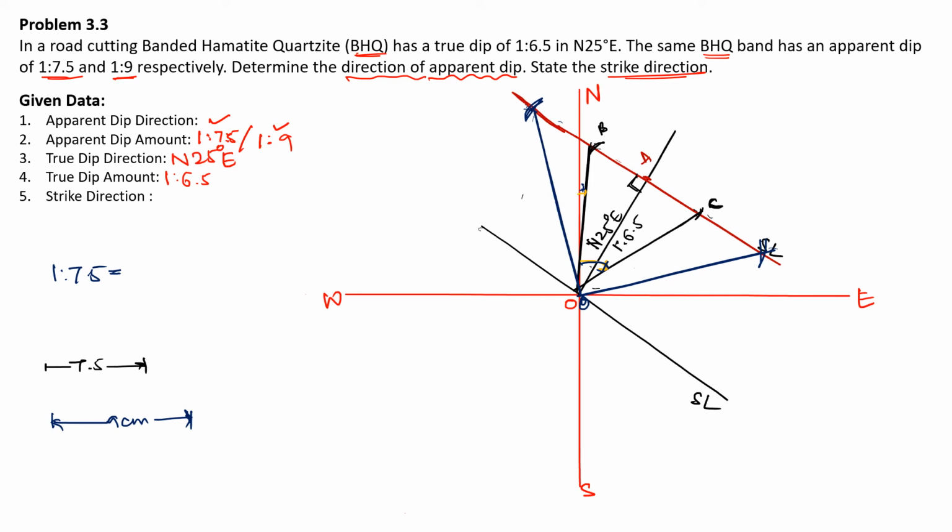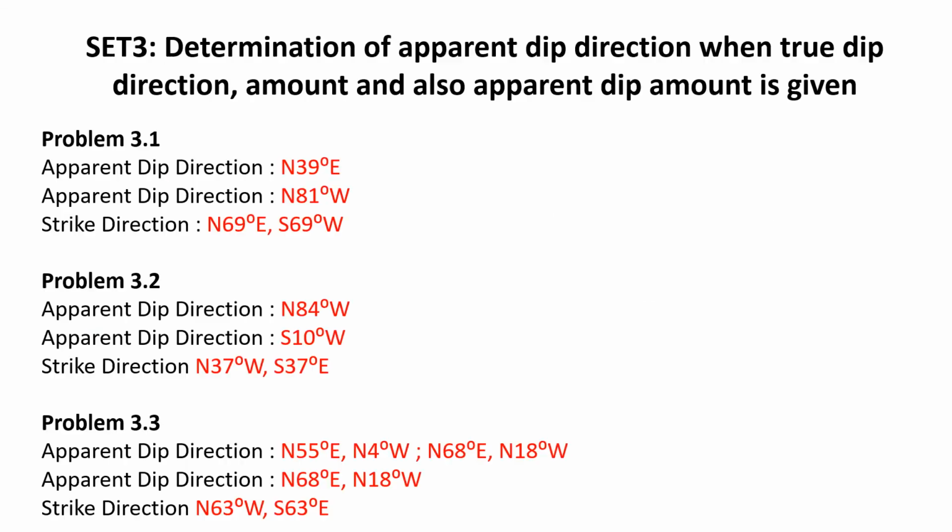Yes, perfect. I'll name this as D and E. If you measure these angles, this and this, then you will get the direction for 1:9. This is the only difference between these two problems. Like that you have to draw it. Solve this also, you will get the answer for it, and I'll explain the answer.